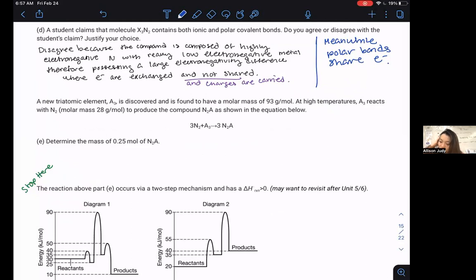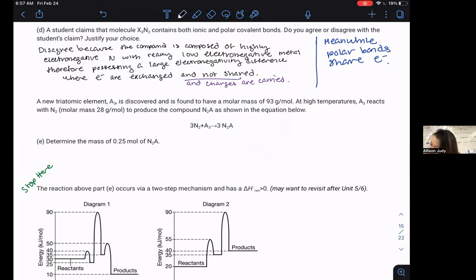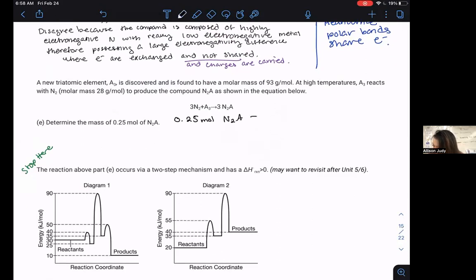So what you need to realize is you are trying to determine the mass of 0.25 moles of N2A. So as far as our little map goes, we're going to go from moles of N2A to grams of N2A. It's the same substance. So all we're changing is between the moles and the grams. Well, that change should immediately make us think of molar mass as a conversion.